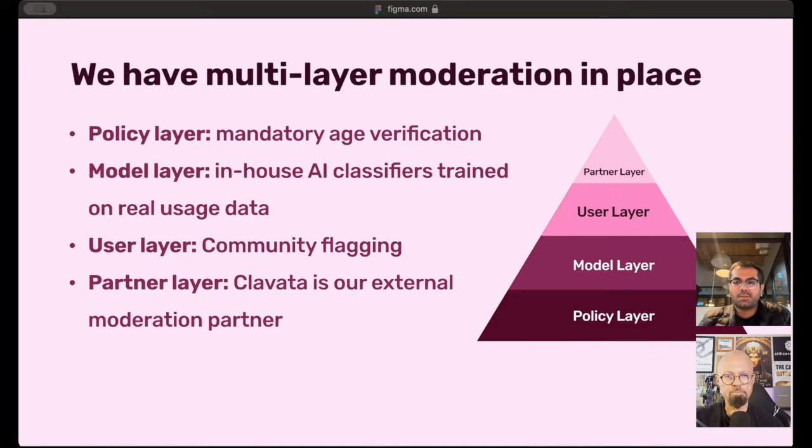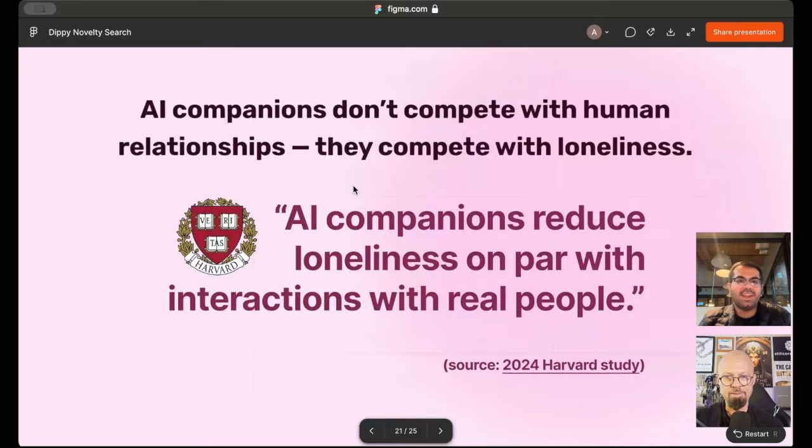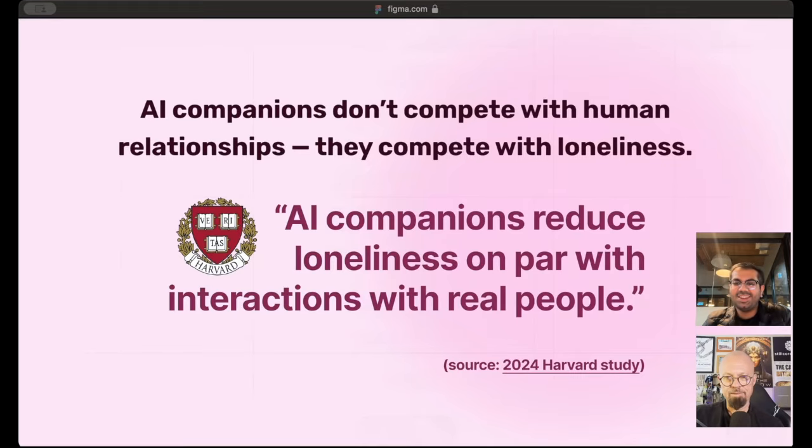What else? I guess I have a lot of slides. There was a recent Harvard study which sort of proved that AI companions reduce loneliness on par with interactions with real people, which was a big revelation for us as well as everyone in the industry. Obviously, we talk to our users, and some of them say really positive things, but you often wonder about the real impact of this technology. And so this came out really positive. The second thing that reduced loneliness was, by the way, watching YouTube videos, which was really interesting.